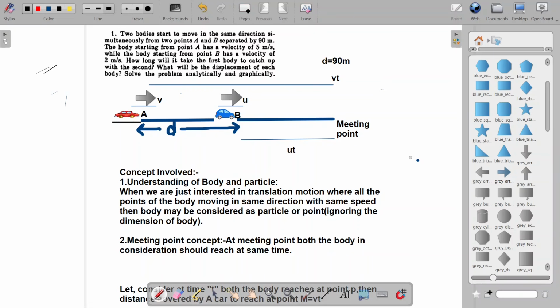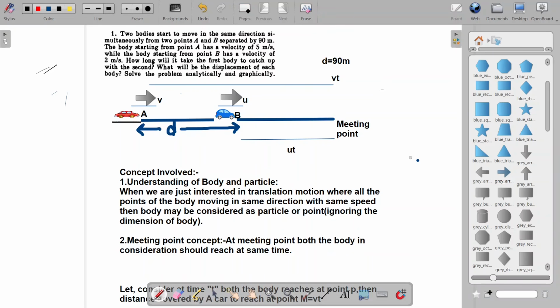This is part one of the problem, that is, at what time they will meet each other. And second, what will be the displacement of each body? That again is a very simple problem, and the author expects us to solve it using the analytical method, that is using values, and graphically also, using the x-t graph.